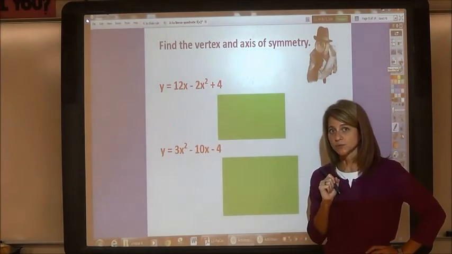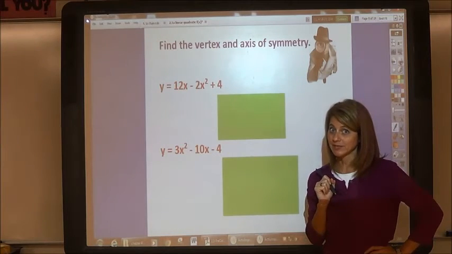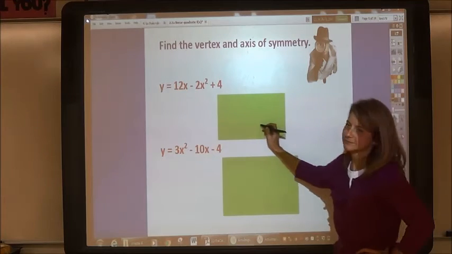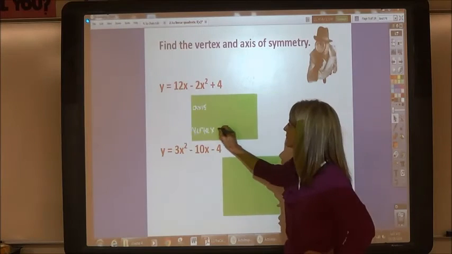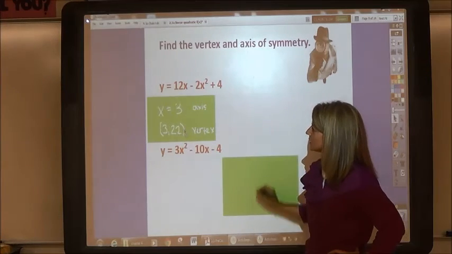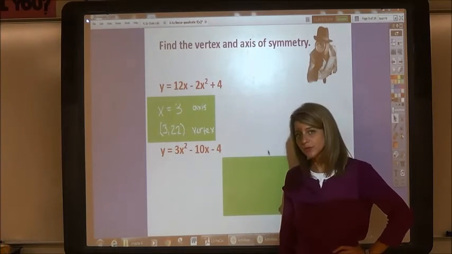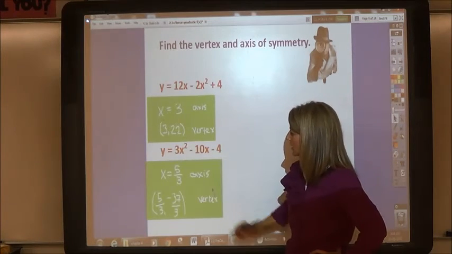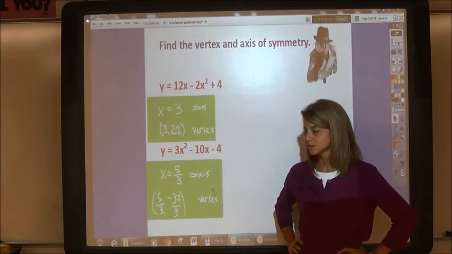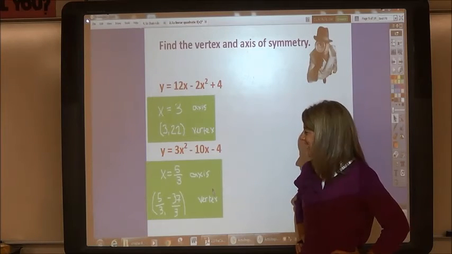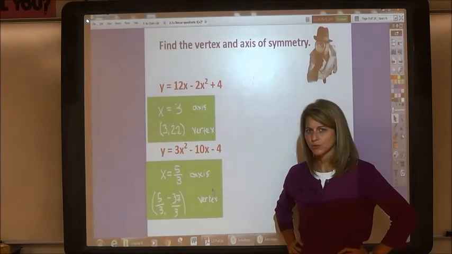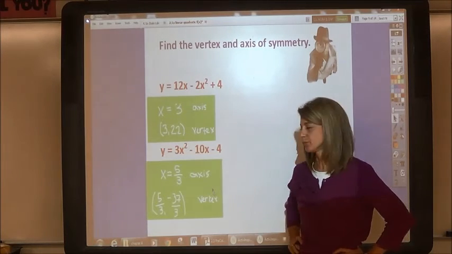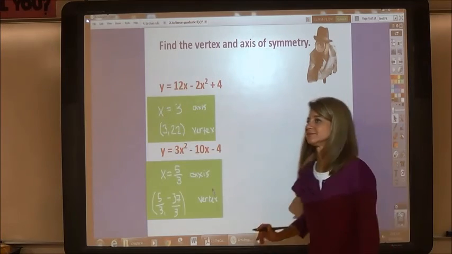I hope you looked at the first one and realized it had to be a little bit rearranged, so it doesn't get you again. X equals 3 is your axis of symmetry. 3, 2, 2 should be your vertex point. X equals 5/3 should be your axis, and 5/3, negative 37/3 is going to be your vertex point. Did you do okay?